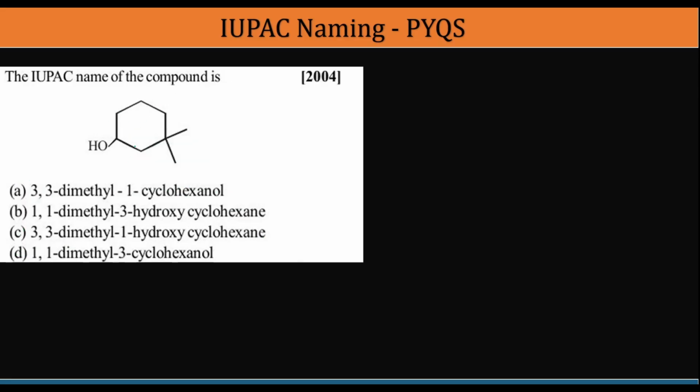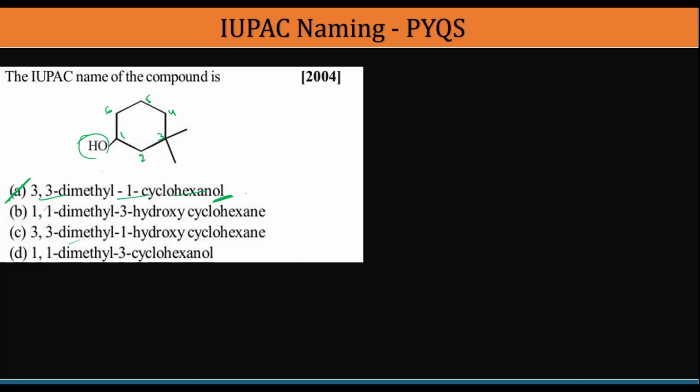Here obviously we'll start with the alcohol only. It will get first priority. 1, 2, 3, 4, 5, 6. I will write the name: 3,3-dimethyl and 1-cyclohexanol. We treat it as the highest priority, so we add it in the suffix. The first option is correct: 3,3-dimethyl-1-cyclohexanol. Hexanol because it is a 6-membered carbon ring and it is cyclic, that's why cyclohexanol.